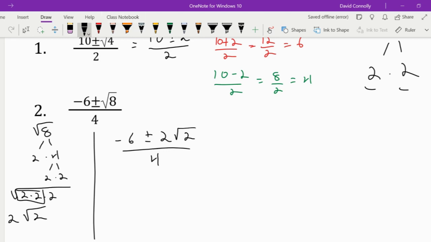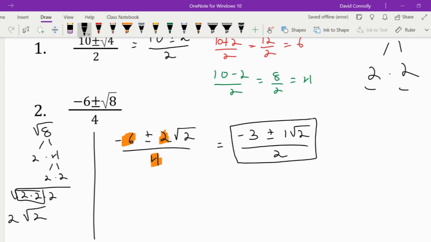And what we're looking for when we simplify these expressions are these numbers. And we just ask ourselves, is there a common factor? Is there something that divides all of those numbers? And in this case, I know that all of those numbers are divisible by 2. And so that's what I'm going to do to get our final answer. It's going to become negative 3 plus or minus 1 square root of 2 all over 2. And this is the completely simplified form of that expression.